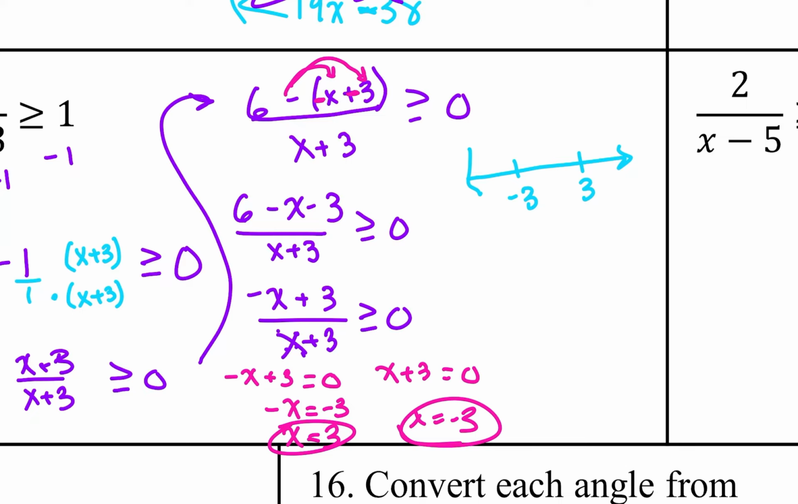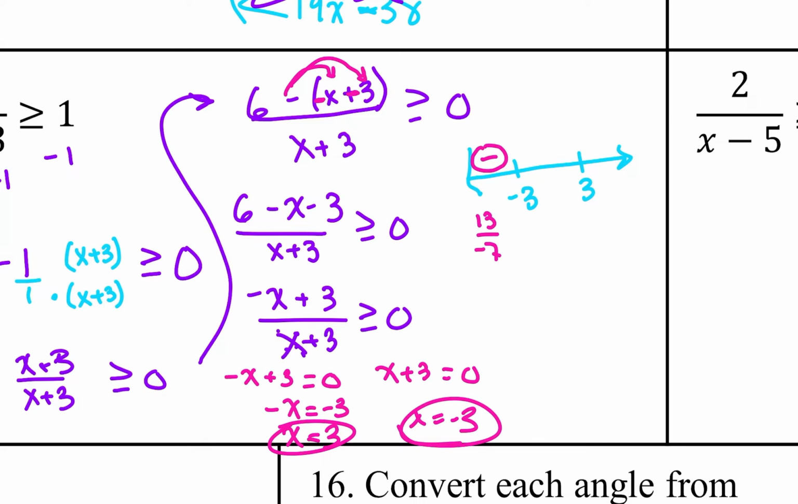If I plug in negative 10 on top, negative negative 10 makes positive 10. Positive 10 plus 3 is 13. And then negative 10 plus 3 on the bottom is negative 7. Is that greater than 0? Well, no, it's negative. So I'm going to write negative right here because I want to address that that's going to be a negative number.